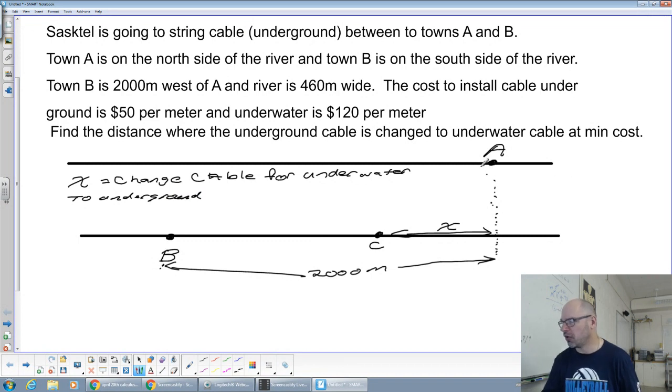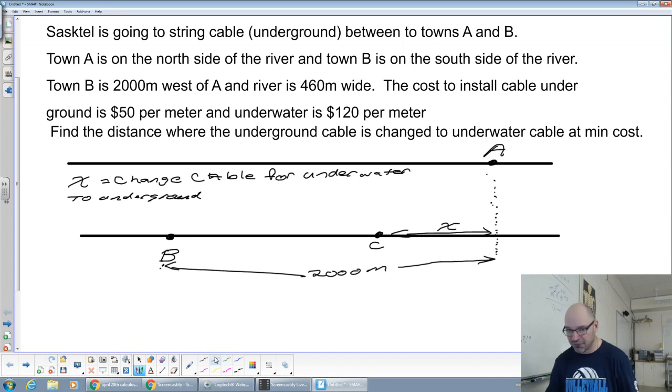Sorry, guys, it's going to go underwater first and then underground. Or we could have gone like this as well. We could have gone across like that, which is probably what I should have done based on the way I've got it written here. But I went underwater first and then across.